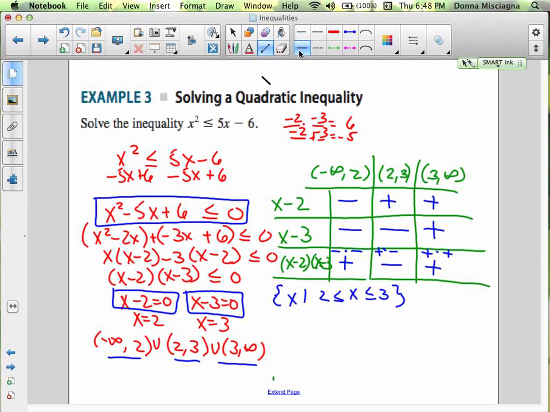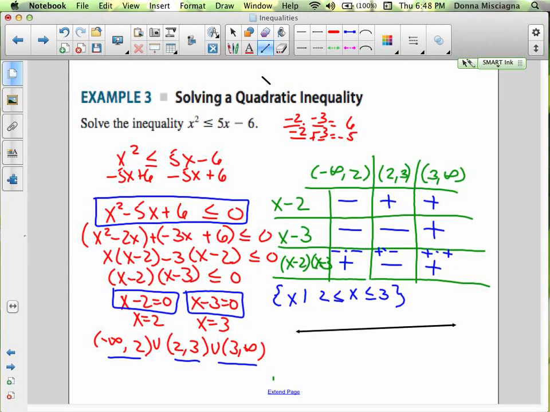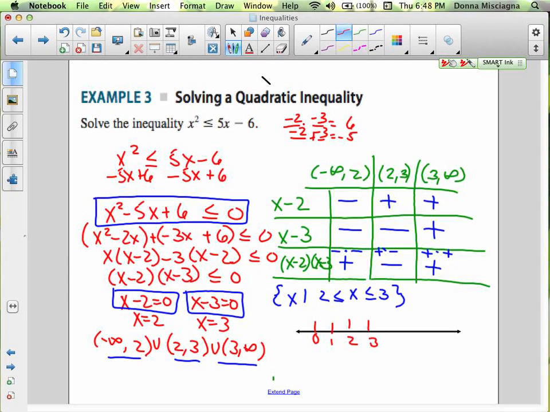Sorry, I couldn't reach my line tool. And let's try to get arrows on both ends. All right, so there's our number line. 0, 1, 2, 3, 4, 5, 6, there we go. We will include 2 and 3, so we'll have closed dots. These are both closed dots. And we want everything in between 2 and 3, including 2 and 3. All right, and there we go.